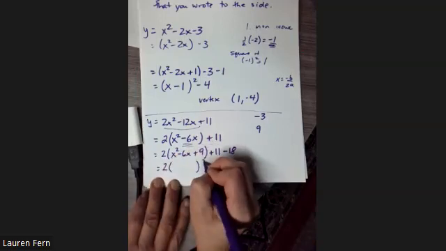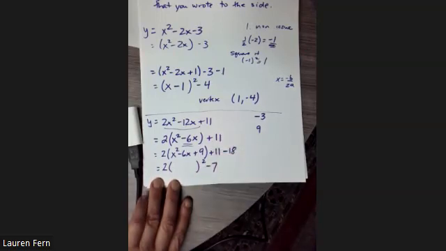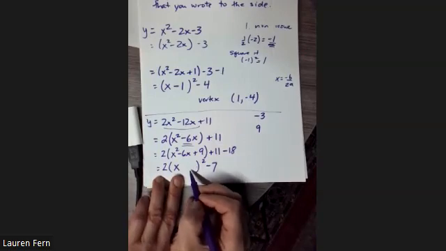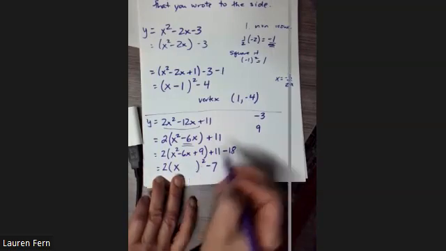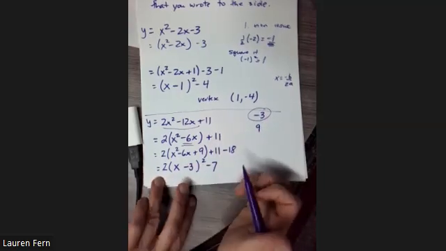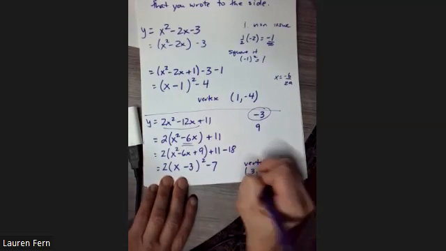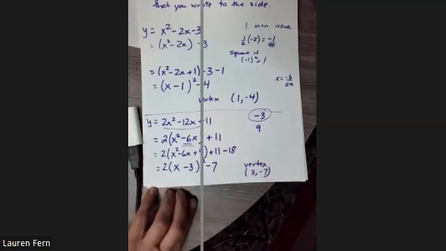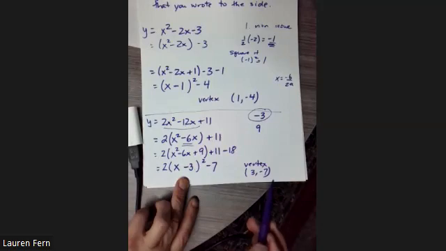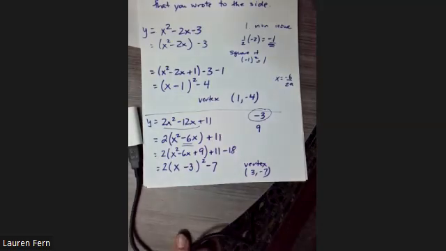All right, I want to write this as some quantity squared. First off, 11 minus 18 is -7. What number goes here? Recall the number that goes here is what we got when we took half of the middle term. So here, our vertex is 3, -7. Remember, opposite sign, same sign.